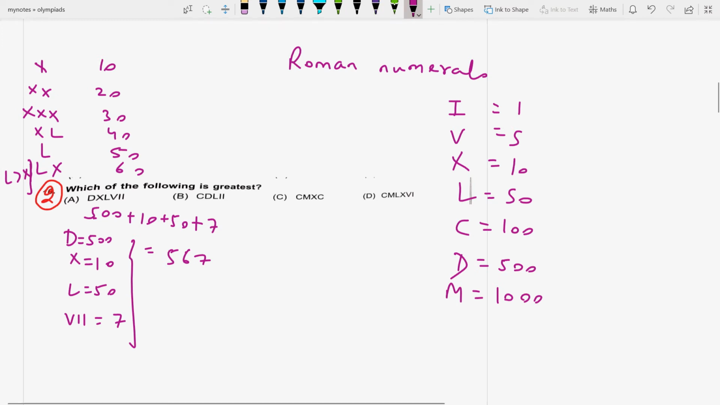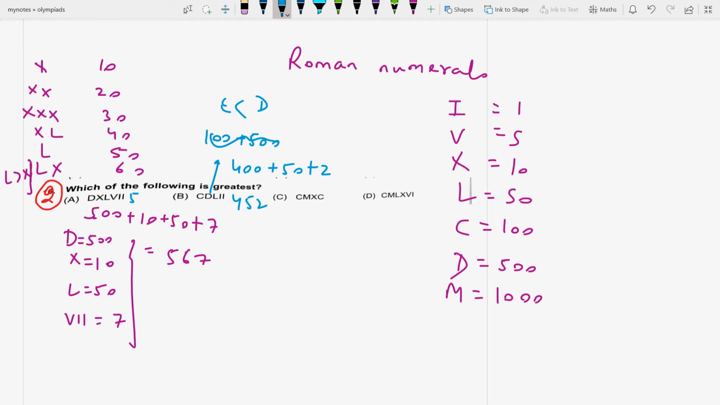Now come to CDLII. C is 100, D is 500. This C is less than D, so the principle of subtraction will be applied. So CD will be 400, L is 50, and II is 2, so it is 452. It is 452, the earlier one was 567.